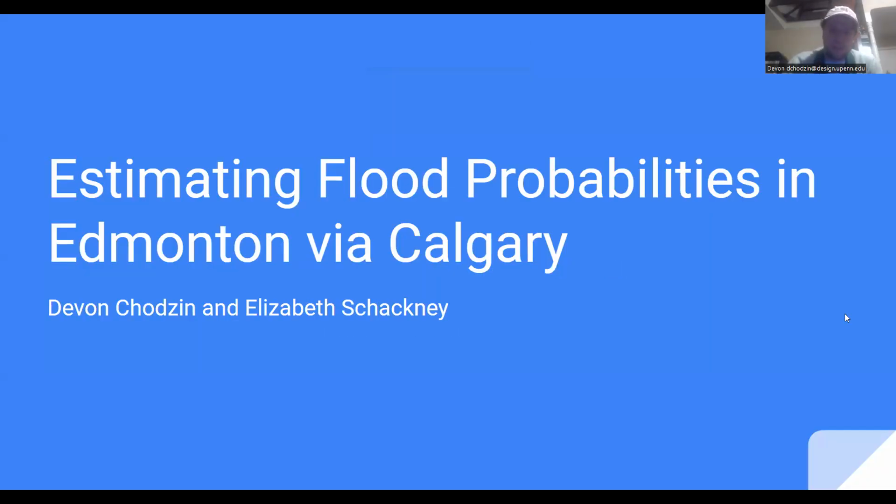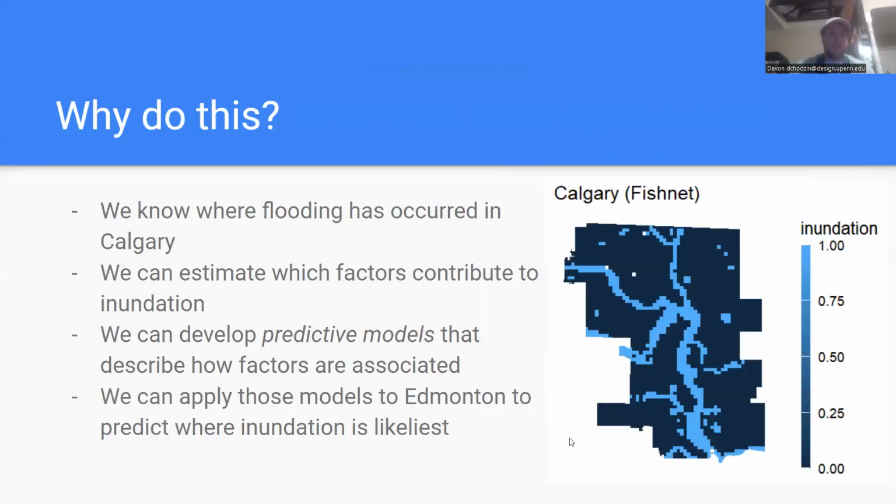Let's estimate flood probabilities in Edmonton via Calgary. Why do this? Well, we know where flooding has happened in Calgary before, and we can figure out which factors might have contributed to that inundation by developing a predictive model that describes how factors like topography, water behavior, or hydrology, etc., are associated with inundation risk.